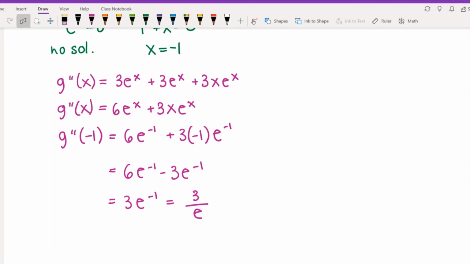But even without rewriting it like this, we can already tell it's positive, right? Because e to any power is positive, regardless of what that power is. E to a power can never be negative. And then we just have 3 times something, so that's a positive number. So this is positive. And so that tells us that our graph is concave up. And so that means that we have a local min at x is equal to -1.